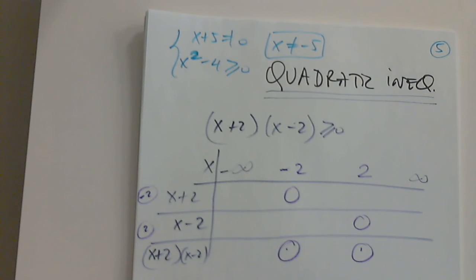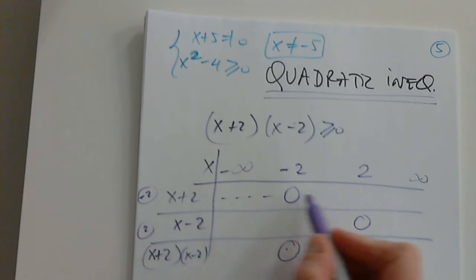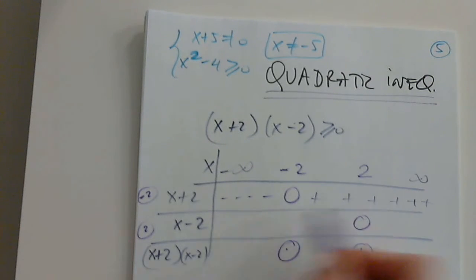Negative before it's 0, positive after 0, negative before it's 0, positive after 0. Mandatory. Both are linear functions with a positive slope. They have to come from negative and go to positive.